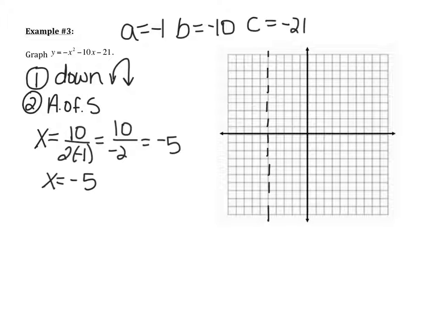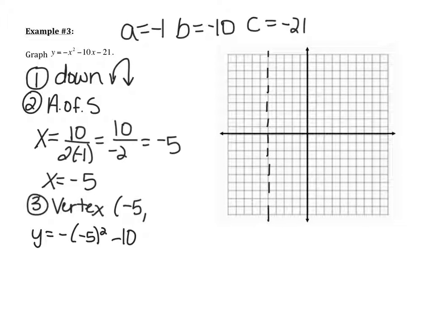So let's move forward. Our next step is to identify the vertex. Remember, once you have the x value for your axis of symmetry, you have the x value of your vertex. So our vertex is at negative 5 something. So knowing that it's x equals negative 5, I'm going to take the negative 5 and plug it in for the x in our equation. So it would be y equals negative times negative 5 squared minus 10 times negative 5 minus 21.